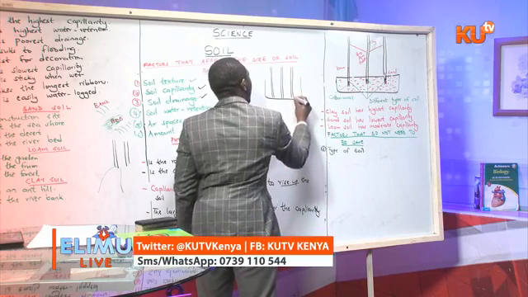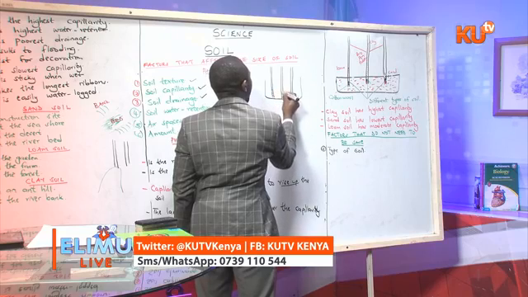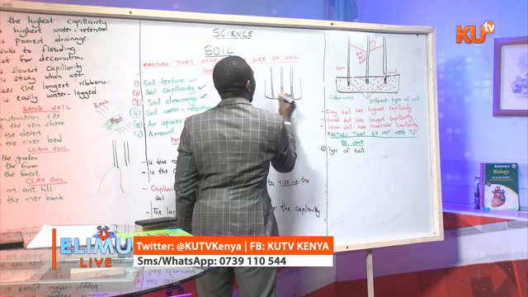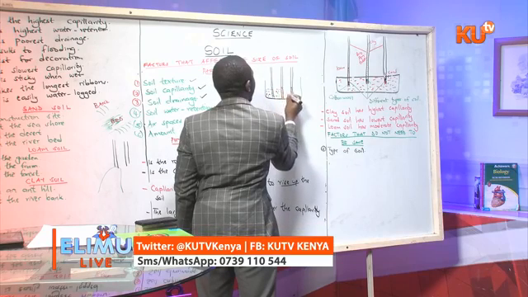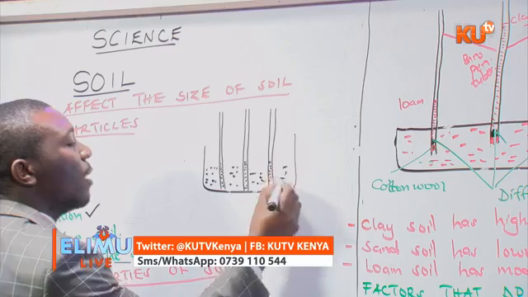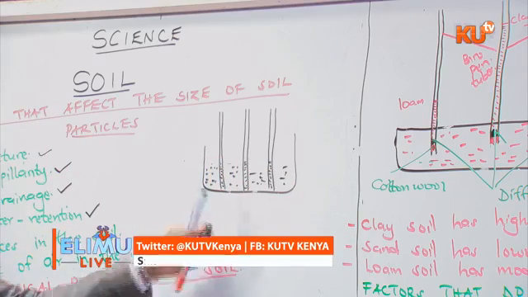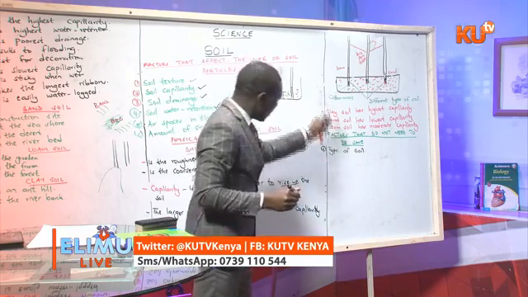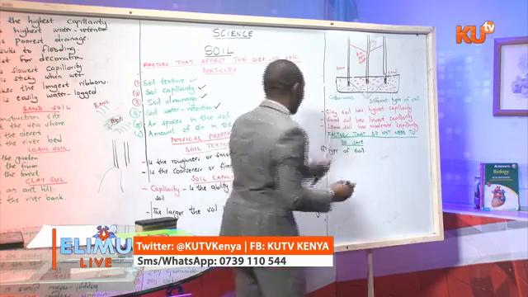If you see in an exam that the level of water is on the same level like this, you know the mistake that learners made was using the same type of soil. You can see in my tubes the level of water is somehow the same. So the factors that should not be the same when conducting this experiment, one is the type of soil.